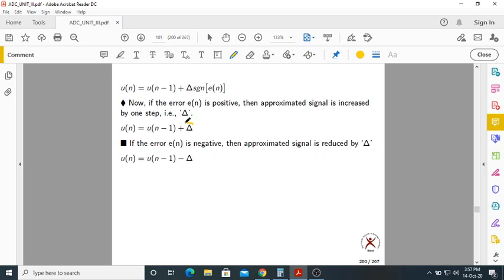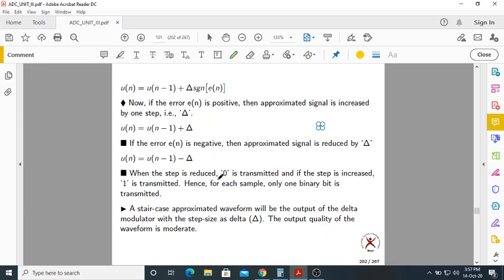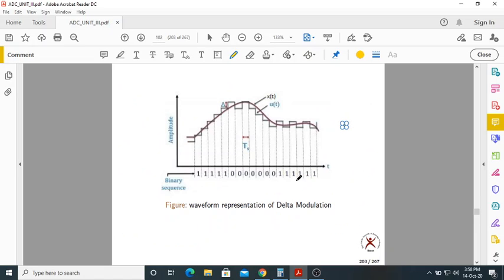So, there is an increment by delta here, and a decrement by delta there. Why is there an increment and why is there a decrement? It depends upon the sign of the error. Correspondingly, we transmit 1 or 0. This is the reason why we call it delta modulation, and obviously the output quality will be moderate. It is not that accurate. So, this is a problem here.